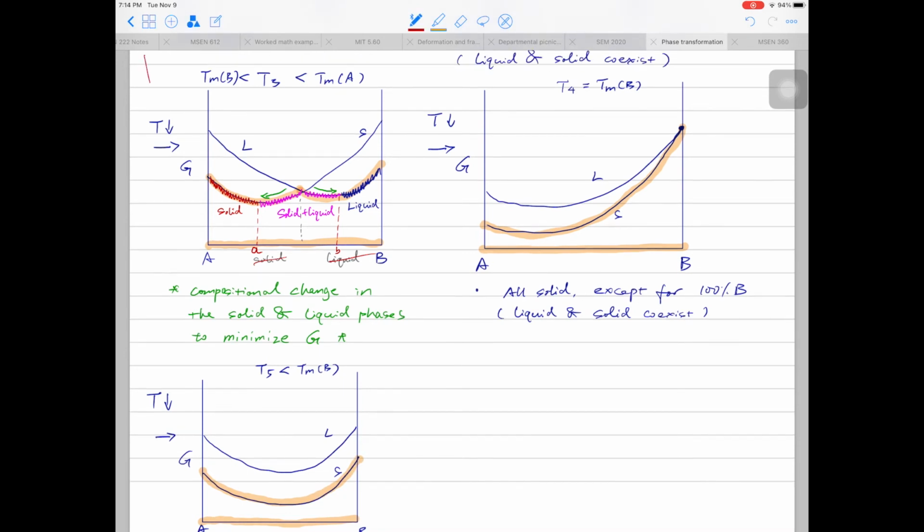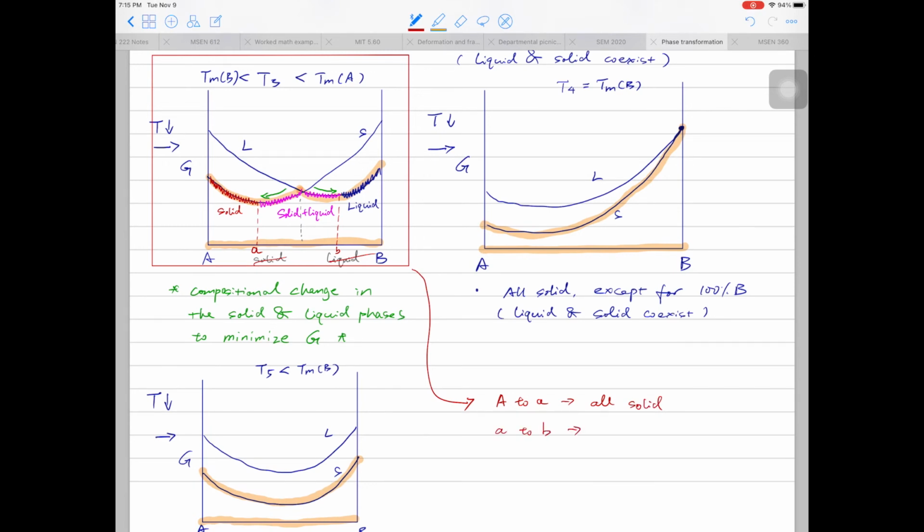At temperature T3, both the liquid phase and the solid phase can exist across a compositional space. The compositional window is the lowercase a to lowercase b. This is the most interesting, and let's have a closer look. If the alloy composition lies somewhere between the capital A and the lowercase a, then at this temperature, everything will be solid. Between lowercase a and the lowercase b, we have the liquid and the solid phases coexist. If the composition lies between the lowercase b and capital B, then everything will be liquid.